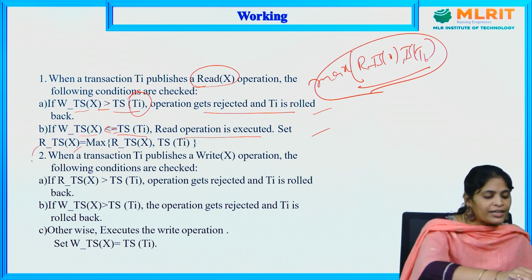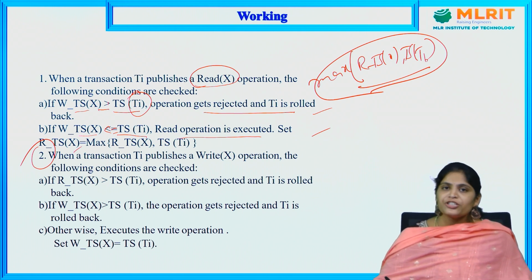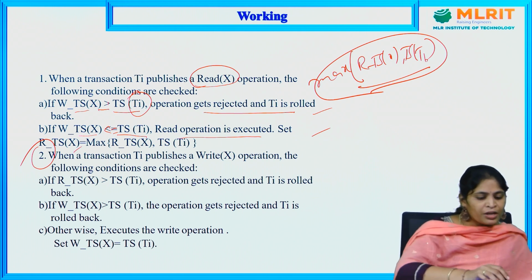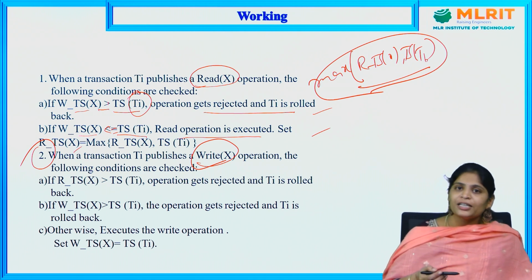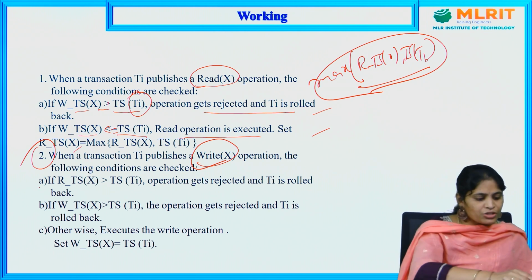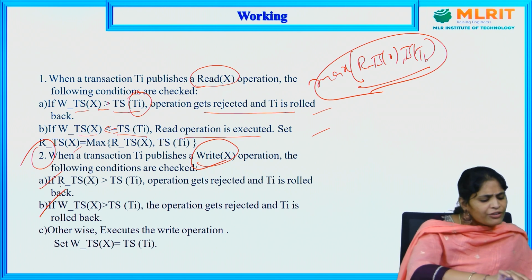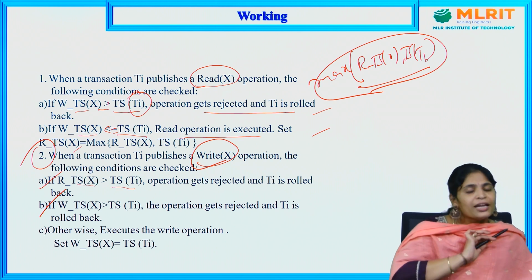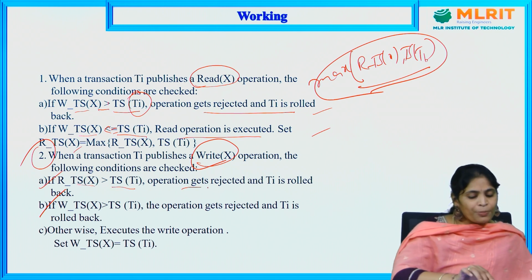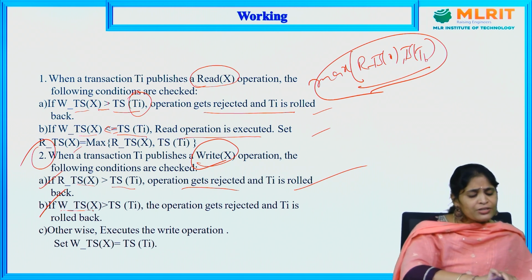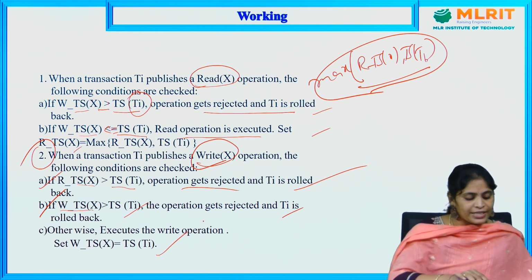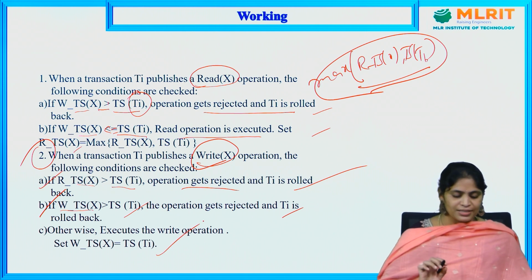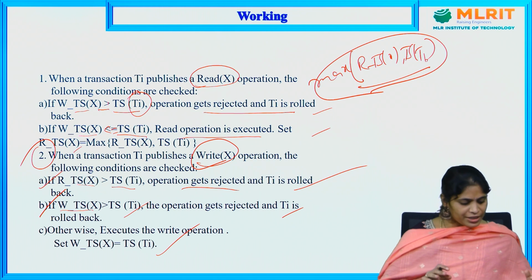Okay, next, let us assume that a transaction wants to perform a write operation. What are the conflicting pairs for write? Read as well as write. So, we need to check these two. If RTS of X is greater than timestamp of TI, then the operation gets rejected and rolled back. If WTS of X is greater than TS of TI, then it gets rolled back. Otherwise, it will execute.